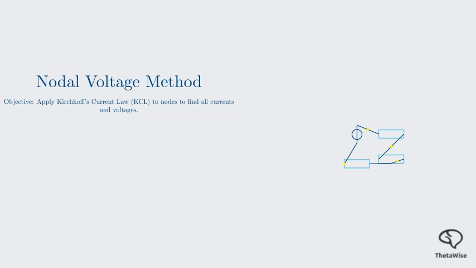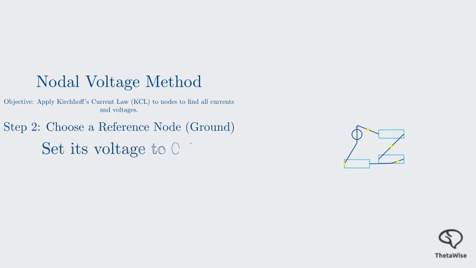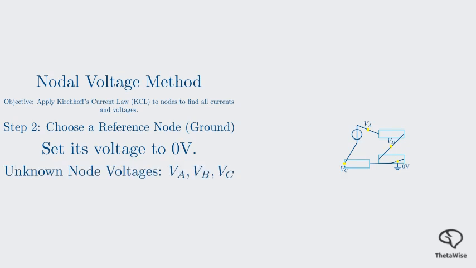We must select one node in the circuit to be our reference, or datum, and we define its voltage to be 0. This is often called ground. By doing this, the voltage of any other node, let's call it Vn, is simply the potential difference between that node and the ground node. The best strategy is usually to pick the node that has the most connections to simplify your math. After choosing the ground, we label the voltages of all other nodes as our unknown node voltages. For example, VA, VB, VC, and so on. We now have a set of variables we want to solve for.